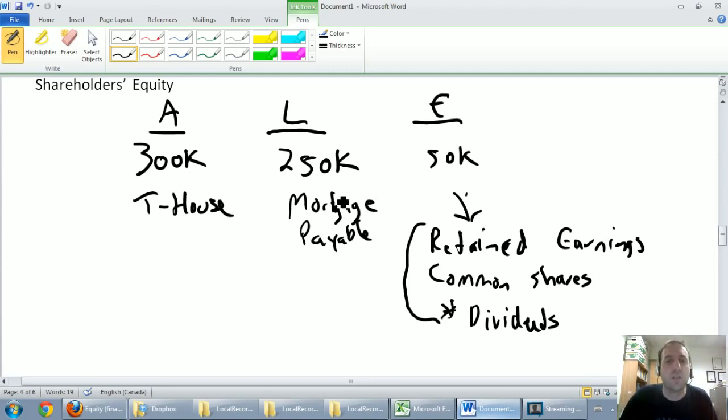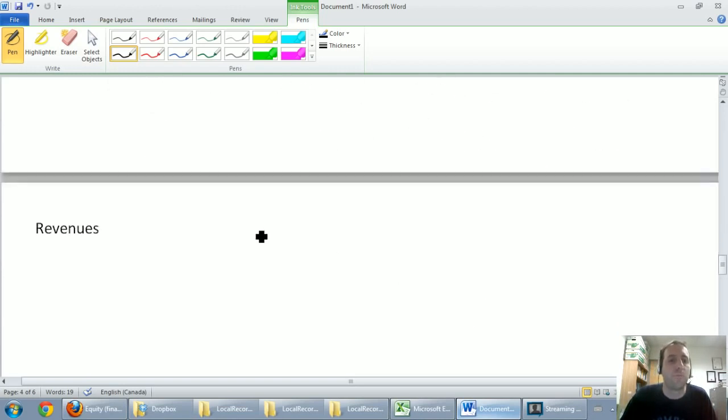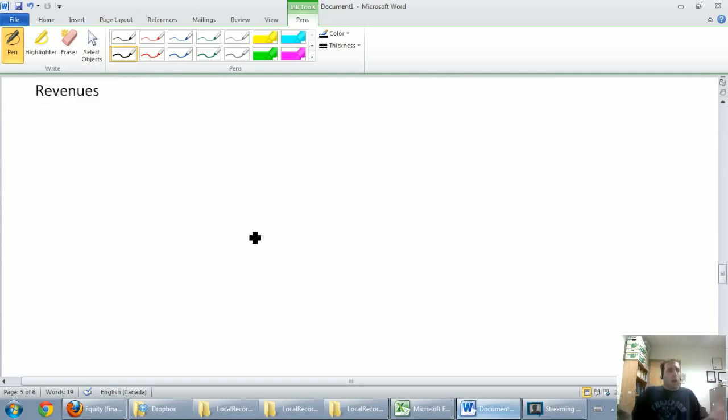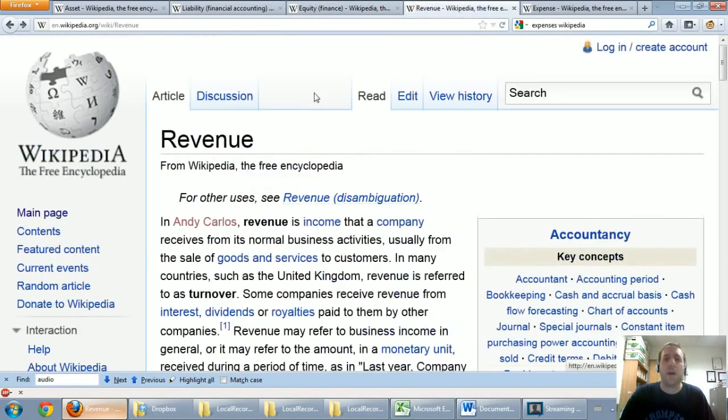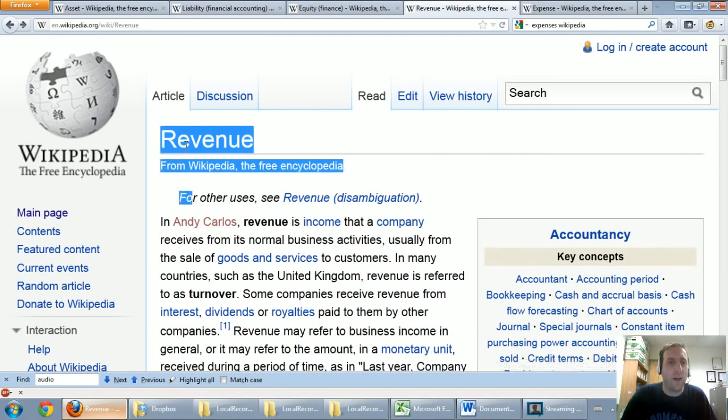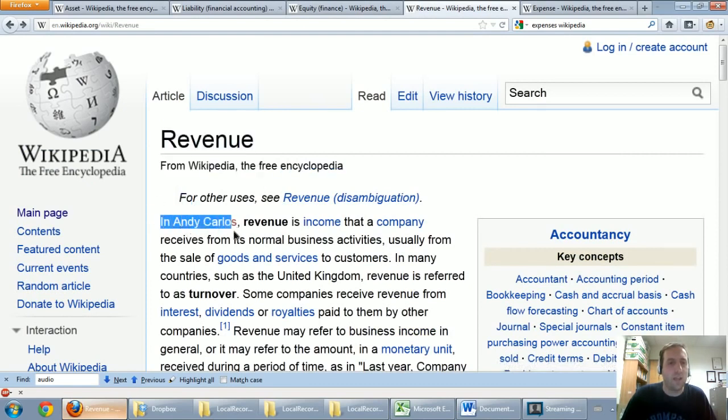Okay, last 2 definitions, and then we'll get ready to jump into some real deal financial statements. The second to last definition I want to look at is revenues. And you probably have a good idea of what revenues are, but let's quickly look it up on Wikipedia. I mentioned that Wikipedia is a good source. This one got vandalized. It says revenue, and then it says in Andy Carlos. So a guy named Andy Carlos vandalized this. It should say in accounting.